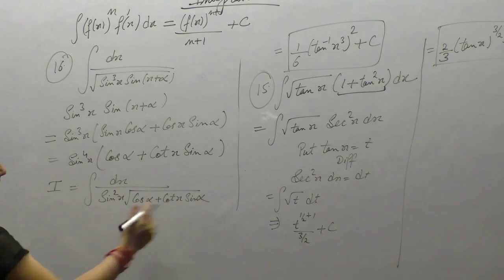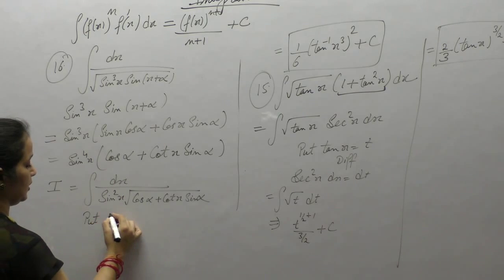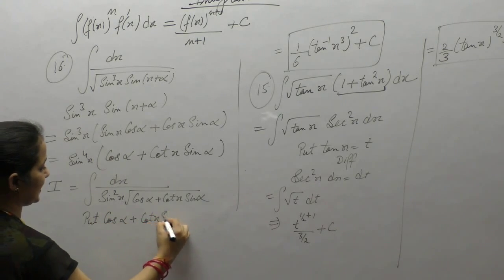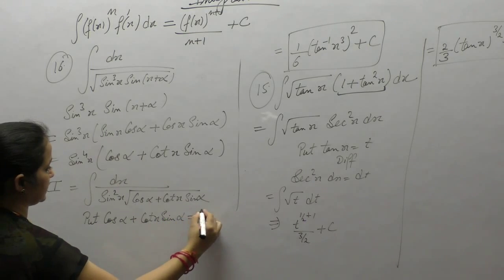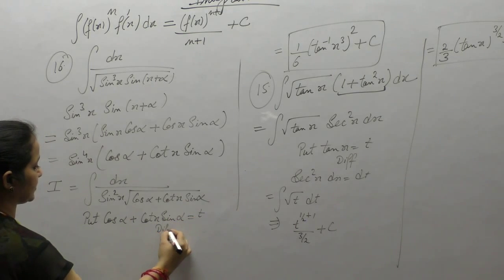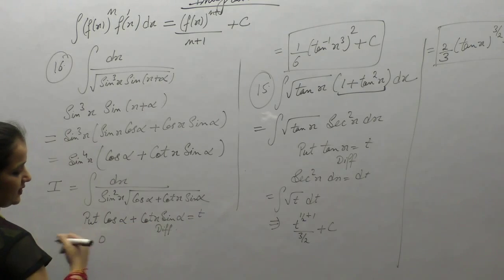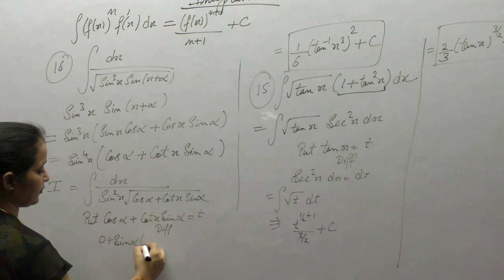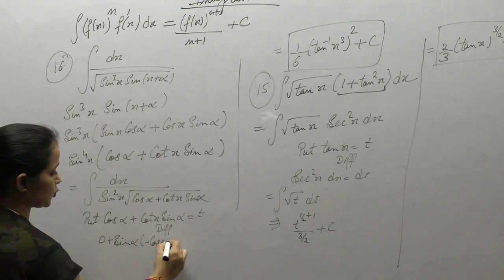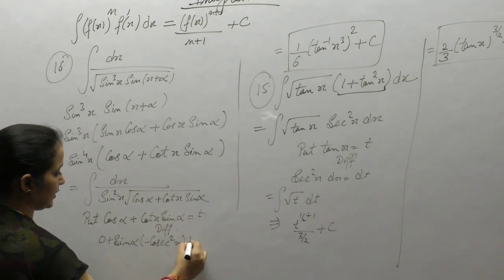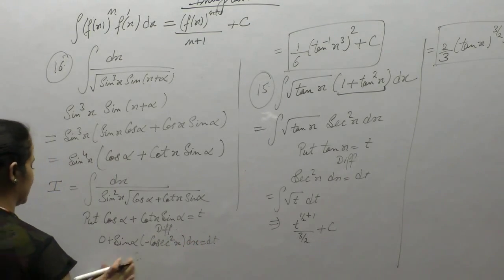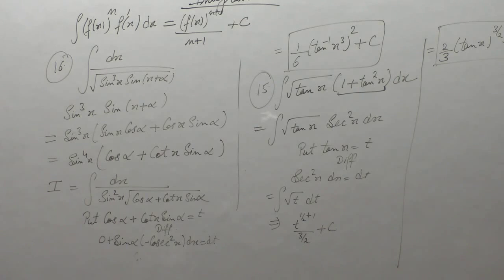Now we put this term as t: cos alpha plus cot x sin alpha. Differentiate it. Cos alpha is constant, its derivative is 0. Sin alpha is constant. The derivative of cot x is minus cosec square x, so minus cosec square x dx is dt. We can find the value of cosec square x dx here.